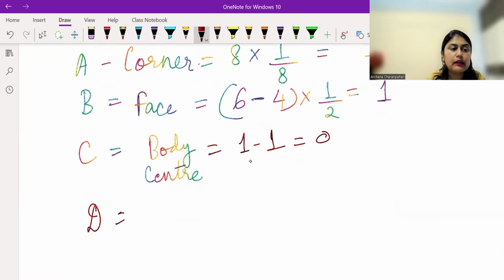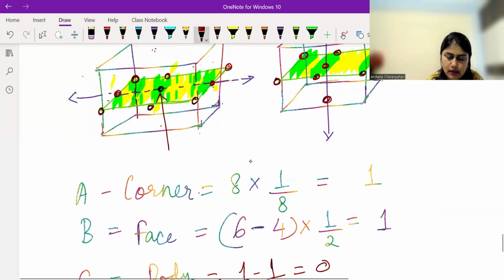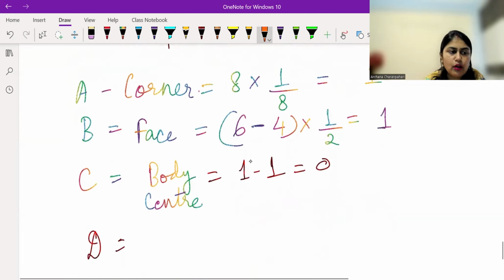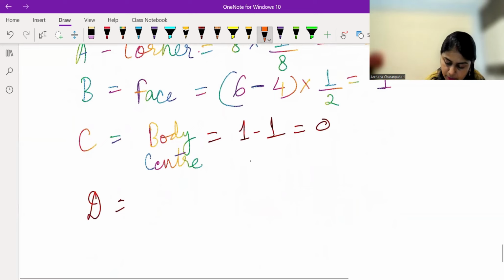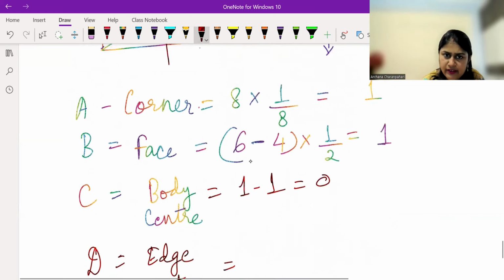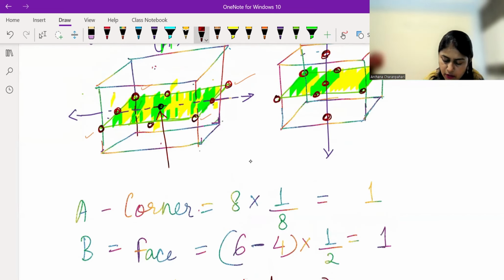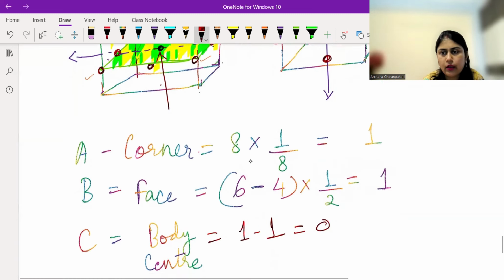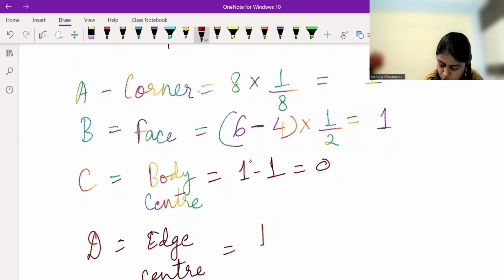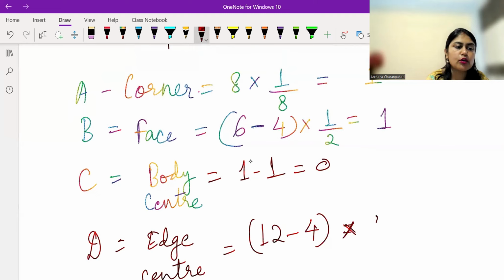And the last one in this case is edge center. The edge center is this one, 2, 3, 4. So you have 12 edges, and 4 of them are missing or removed. How can I say 12 edges? See, 4 on the top, 4 on the bottom, and 4 on the side walls, so 4 plus 4, 8, plus 4 equal to 12. 12 minus the 4 that are missing will be 8, and the contribution of each edge center is 1 by 4. So you have 2 as the contribution.